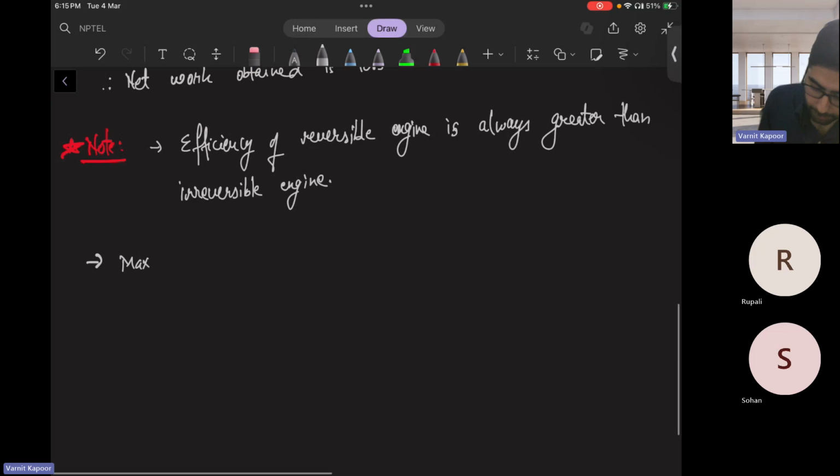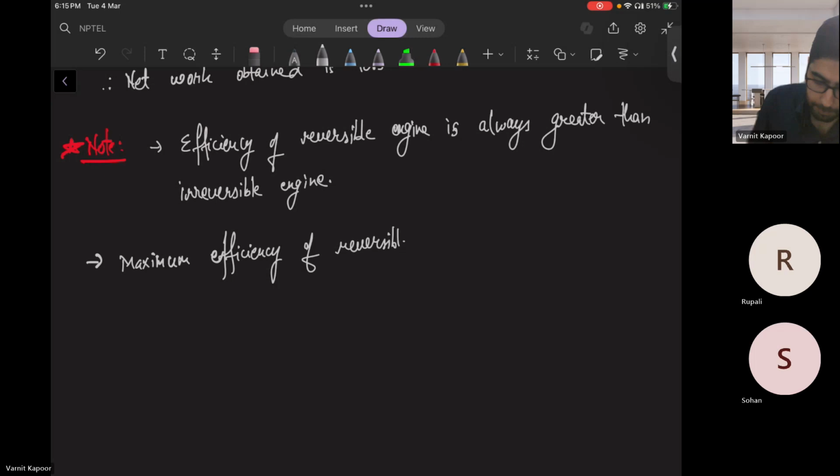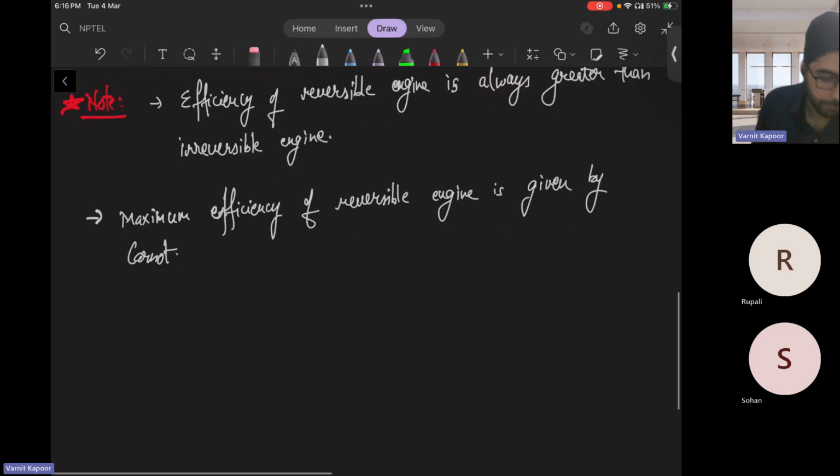Maximum efficiency of a reversible engine is given by Carnot. That is, the efficiency of Carnot is 1 minus T lower, the sink temperature, over T higher, that of the source temperature, which is a function of temperature only.